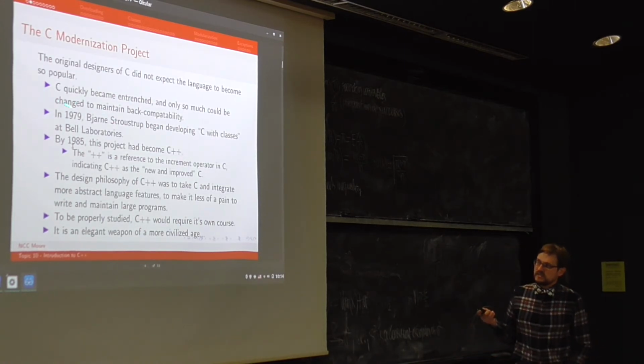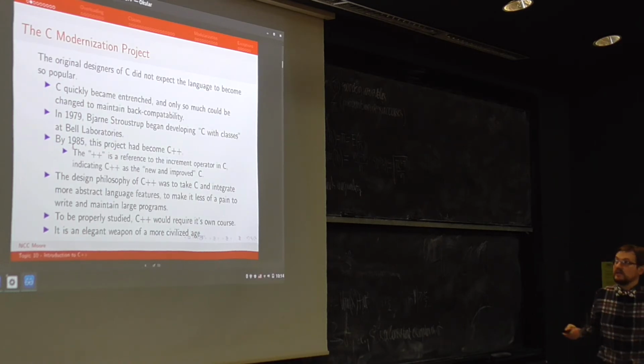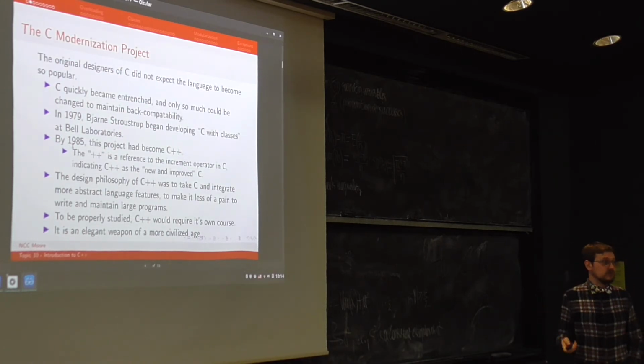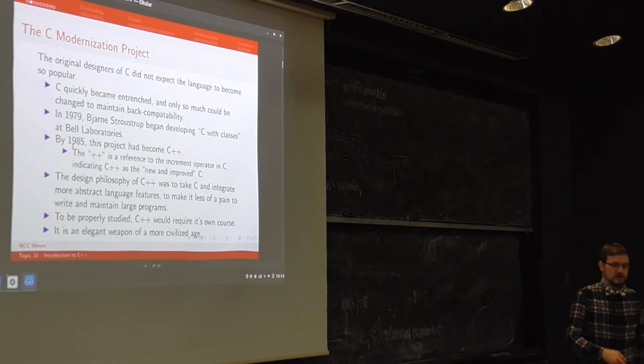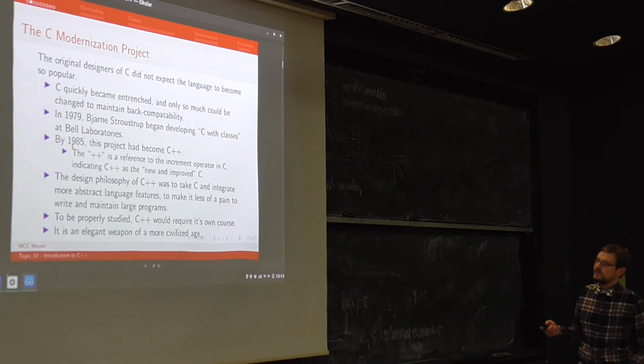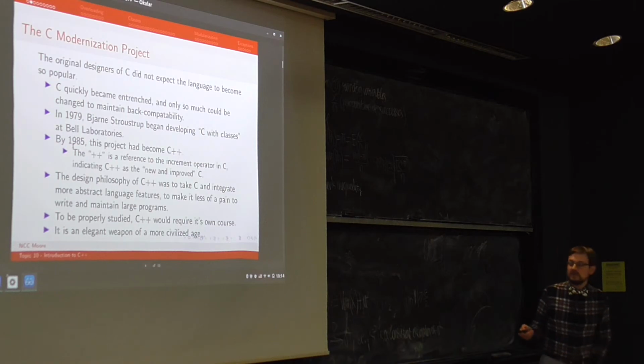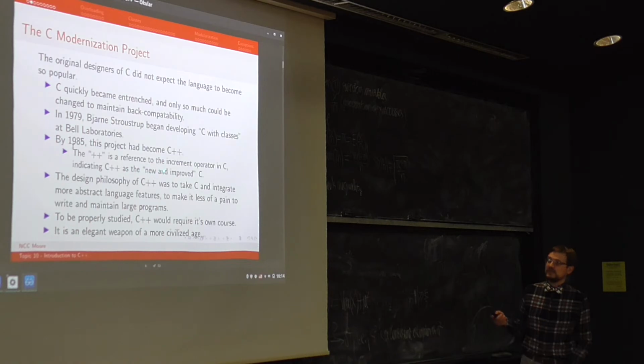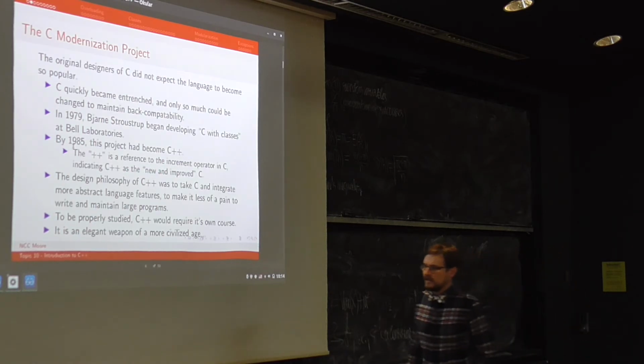So, the C language quickly became entrenched so that only so much could be changed to maintain back compatibility. Yet the language had flaws, as I'm sure all of you are painfully aware. In 1979, Bjarne Stroustrup began developing C with classes at Bell Laboratories. By 1985, this program had become C++. The ++ is a reference to the increment operator in C, indicating C++ as the new and improved C.